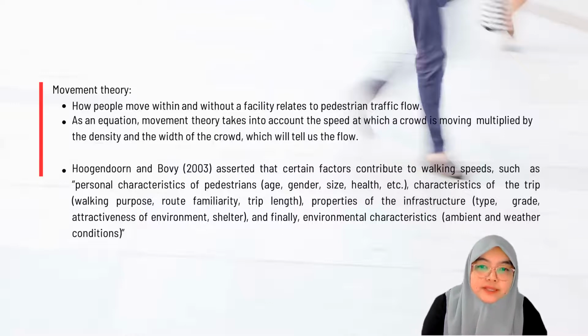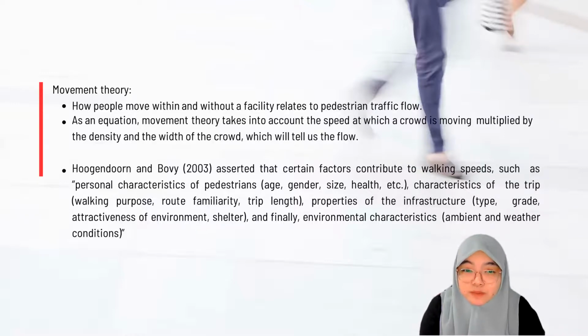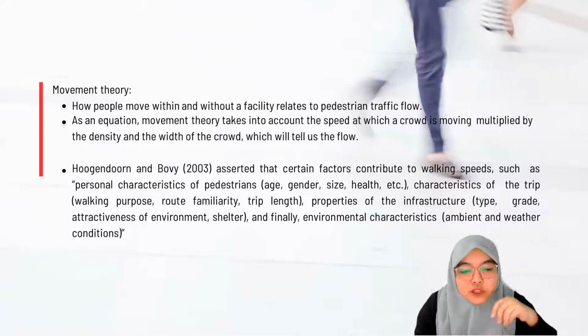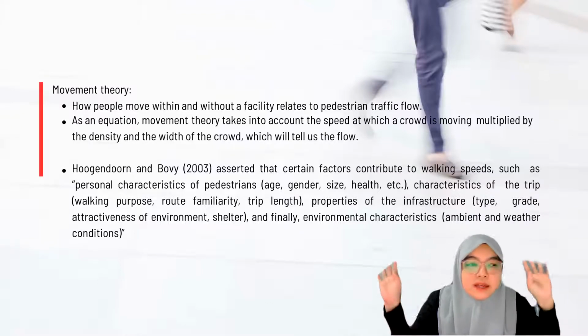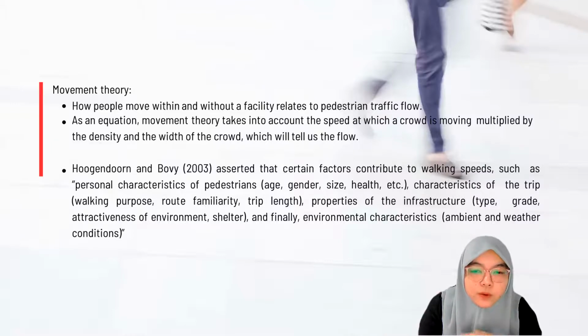Okay, so Hoogendoorn and Bovy asserted that certain factors contribute to walking speed. So it is according to age, gender, size, and health, characteristics of the trip, and properties of the infrastructure. And it can be because of environmental characteristics, according to the ambient and weather conditions. For example, you are conducting an outdoor event and the weather is very hot, so people cannot move slowly. They will tend to move very fast because they cannot stand the hot weather.